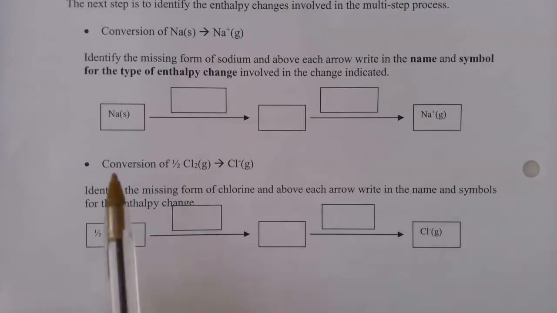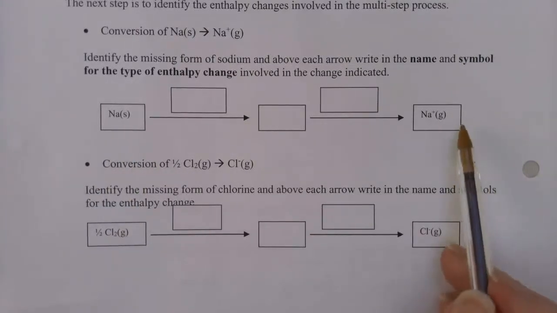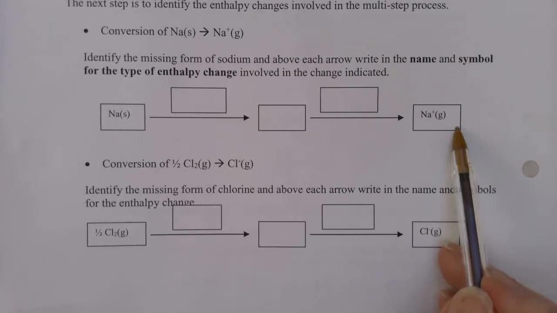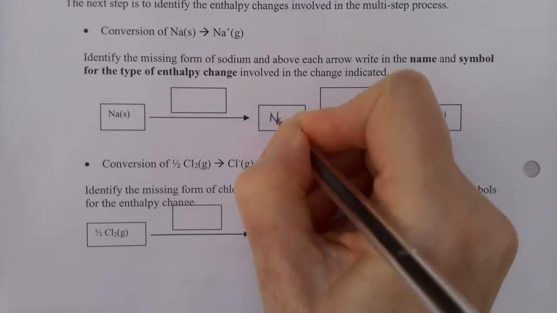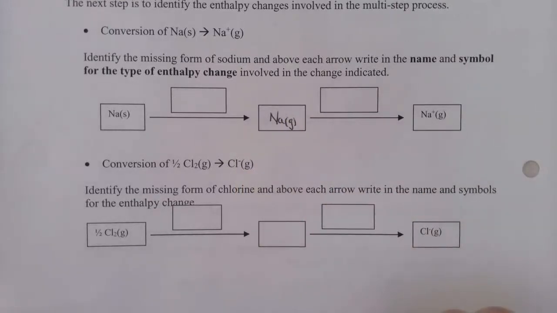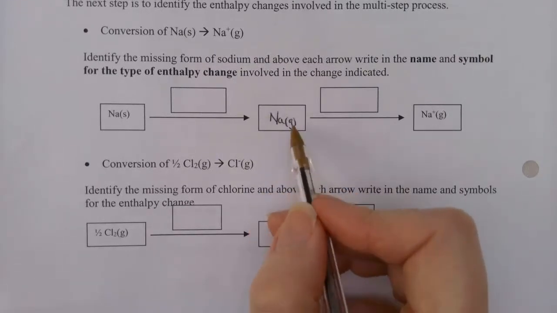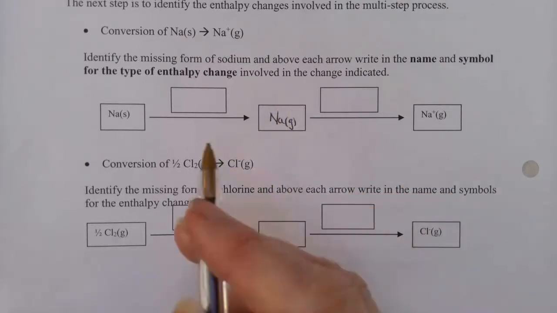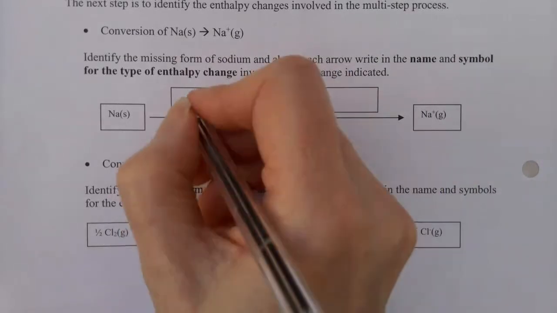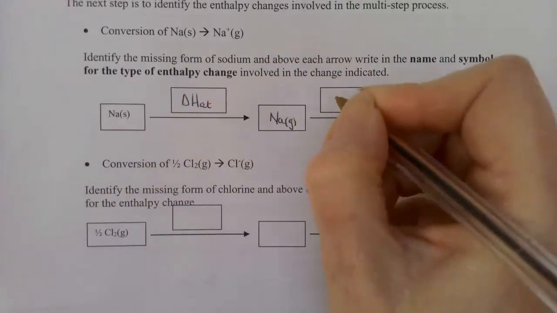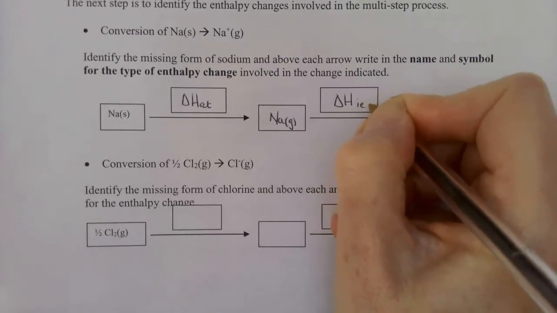Firstly, I'm going to look at how I would convert sodium solid into sodium 1+ gaseous ions. The first thing I will need to do is atomize the sodium, because I need to turn it into sodium gaseous atoms. The reason I need to do that first is, looking back at your definitions, this enthalpy change here is the first ionization energy, but the first ionization energy requires the starting point of atoms in the gaseous phase. So I've got to turn them into gaseous atoms before I can do the ionization.